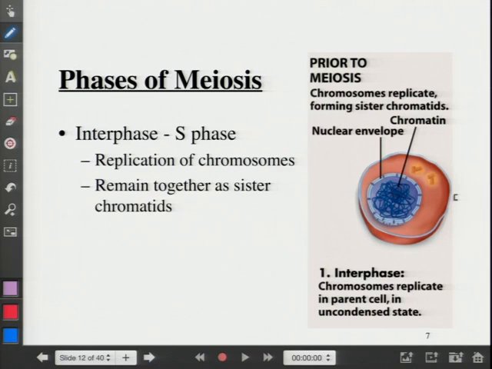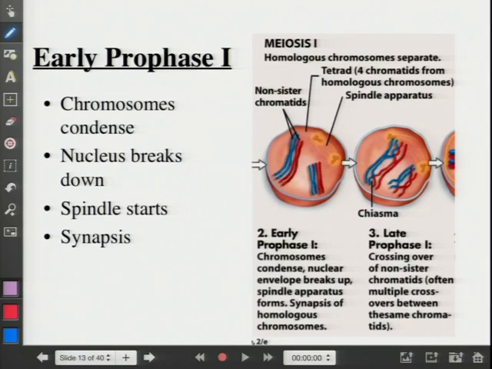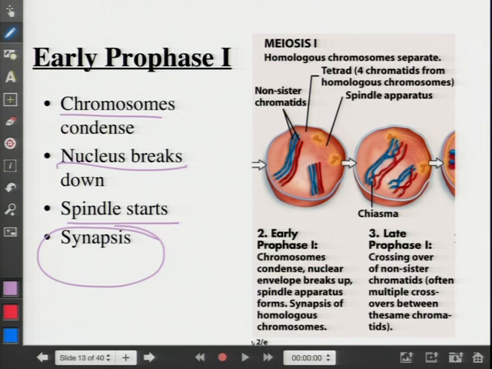Okay, so let's do the phases quickly, super fast. And then we'll finish the rest of the complicated stuff tomorrow. So interphase, we already talked about, exactly the same. G1, S, G2. Prophase 1, again, just like mitosis, we condense down the chromosomes. The nucleus breaks down, so none of this is different. The spindle starts. This is different.